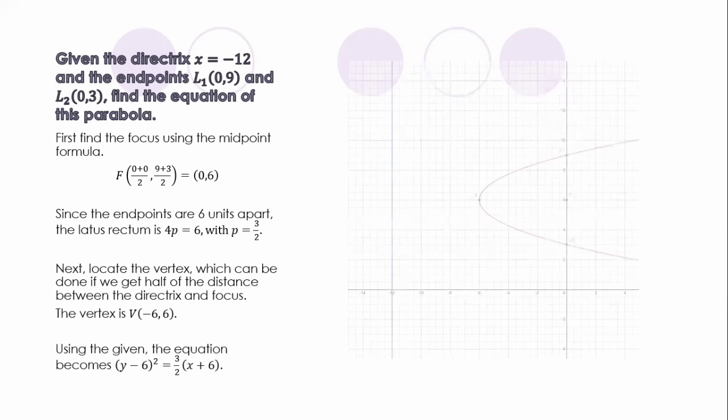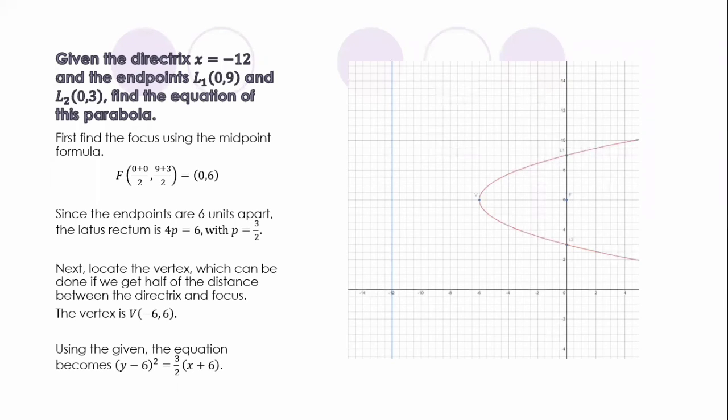Since the endpoints are 6 units apart, the latus rectum is 4p is equals to 6, with p alone is equals to 3/2. Next, locate the vertex, which can be done if we get half of the distance between the directrix and the focus. So the vertex is V, -6 and 6. Using the given, the equation becomes y minus 6 quantity squared is equals to 3/2 quantity x plus 6.